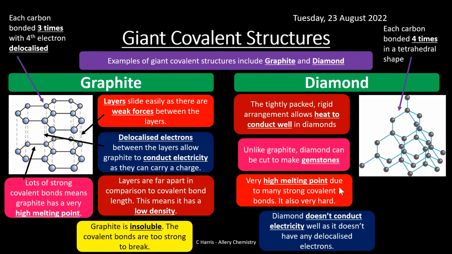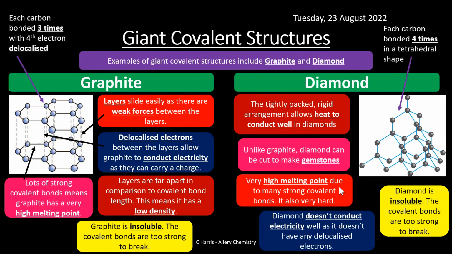Diamond doesn't conduct electricity. It doesn't have delocalized electrons like graphite does. They're all occupied in bonding. And diamond is insoluble as well, so obviously it doesn't dissolve. The covalent bonds, just like they are in graphite, are just far too strong to actually break apart and dissolve in water.